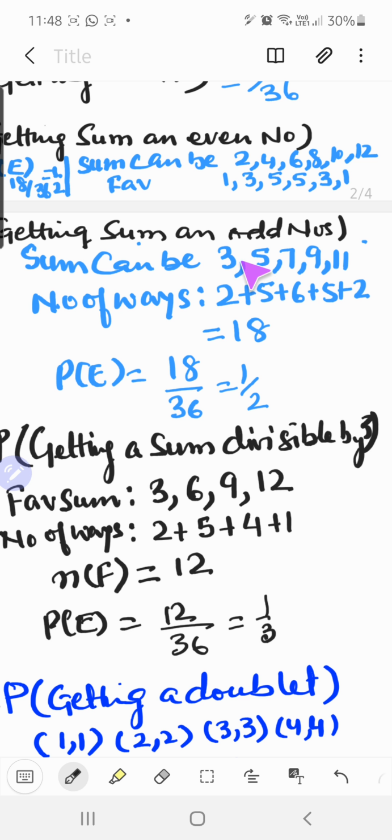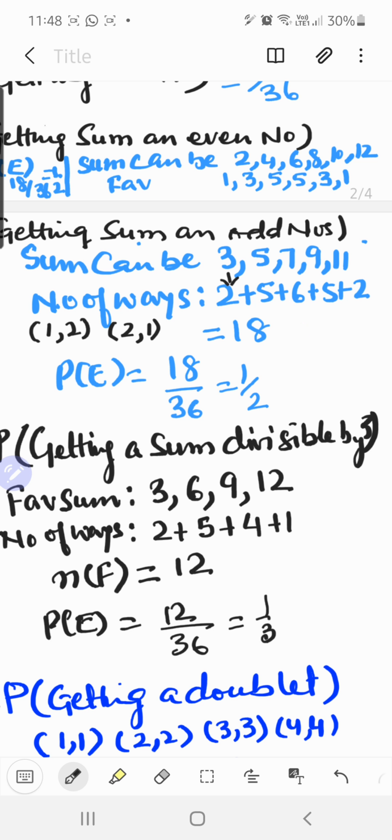Now how many ways are there to get the sum 3? There are two ways where you get the sum 3. That is when you are getting 1 on first die, 2 on second die, and when you are getting 2 on first die and 1 on second die. Both the cases are giving you the sum 3. So there are two ways of getting the sum 3.